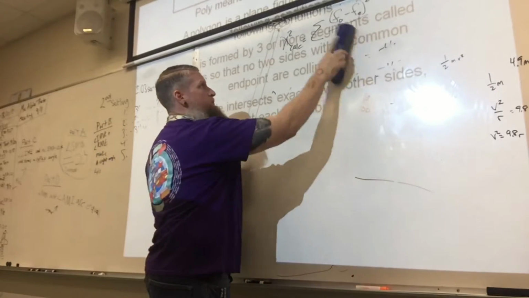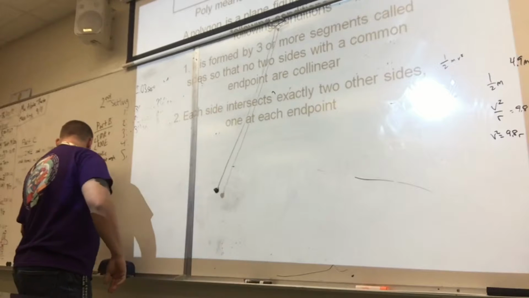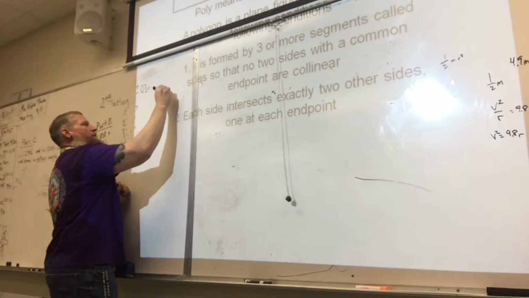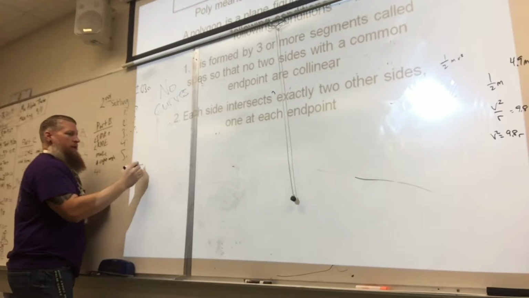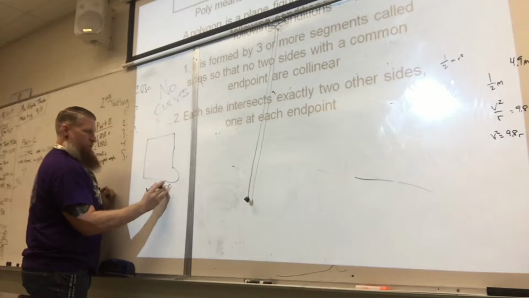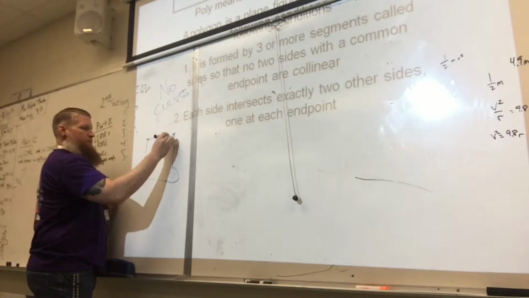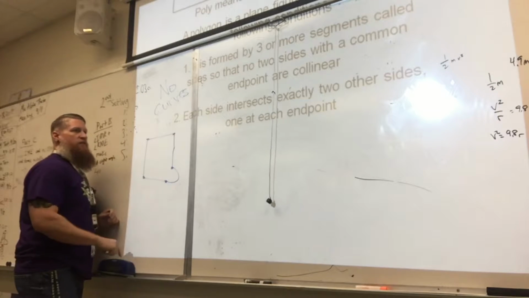Like I said, to simplify this. Number one, no curve. So nothing that looks like that with a little curve right there. That wouldn't be a polygon. Okay? It would just be, I don't know, some kind of shape. All right, so that has a curved side.